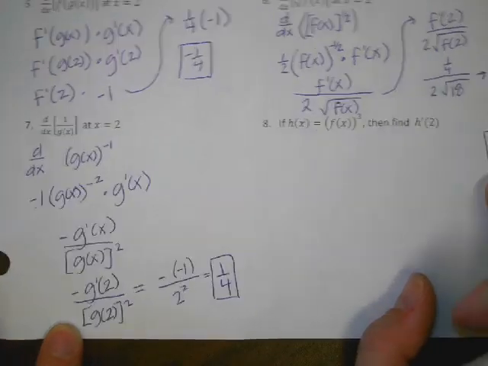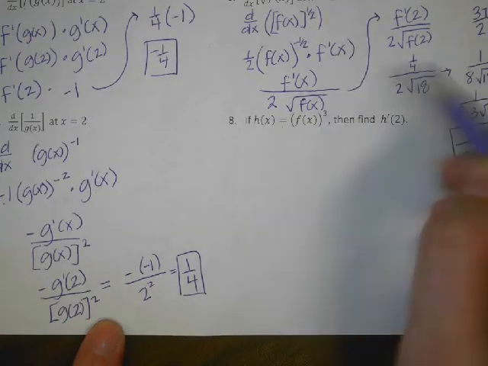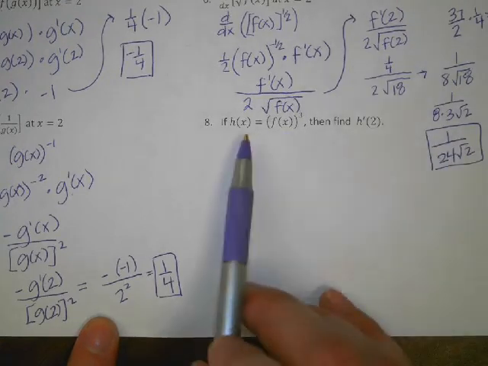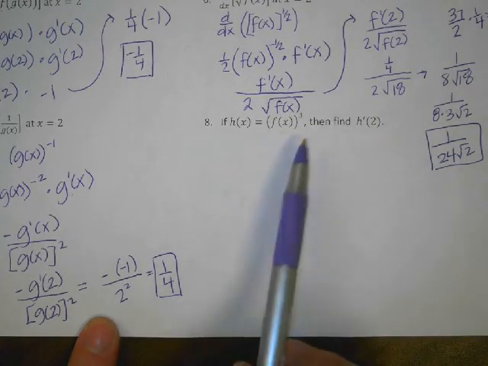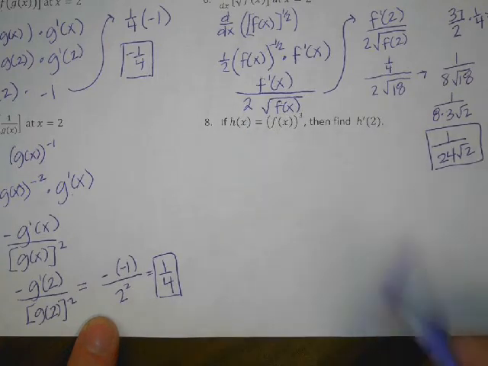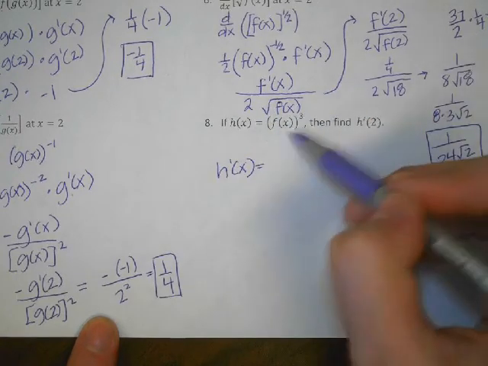All right, I've got one more problem. So this one looks a little bit more like a classic chain rule problem. So here, they wrote the notation a little bit differently. They said h of x equals this, then find h prime of 2. So h prime of x, if I write my notation, is going to be using the chain rule.